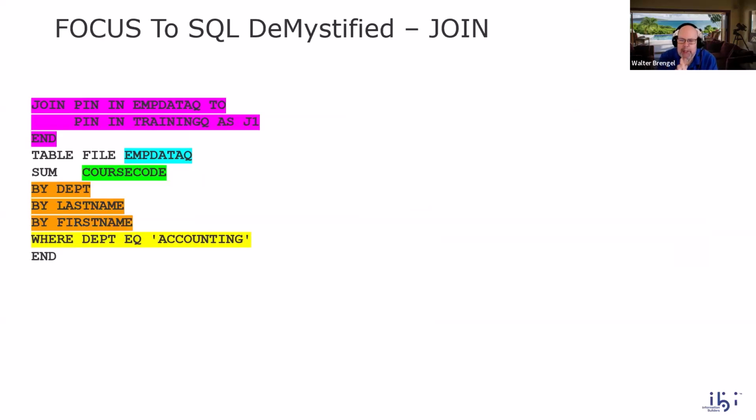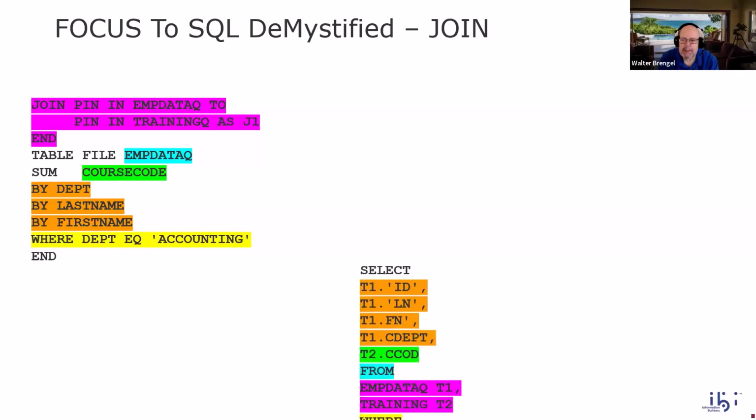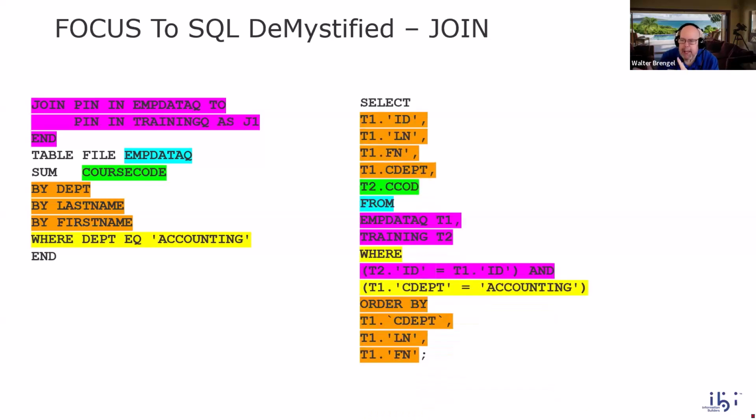So then I added a join. So join pin in emp data to pin in training as J1. I basically want to see who in the accounting department took a course. So if I run this, I get my select, I get the fields I'm selecting. I have the ones from T1 and T2. So T2 is the course code. From, notice I have my two tables now, emp data T1, comma, training T2, where T2 ID equals T1 ID. So that's the join between the two tables.